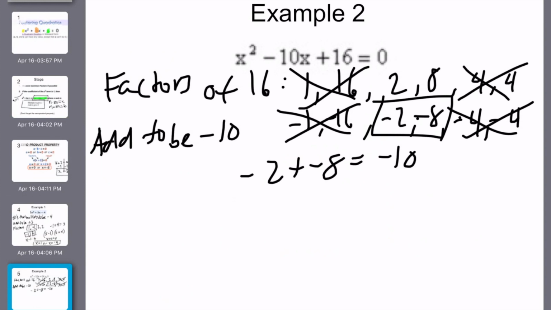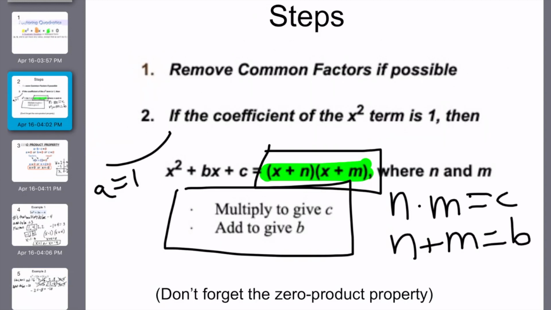So now I have to put this into the form that I was talking about earlier, right here. Right here, just going to box it one more time.